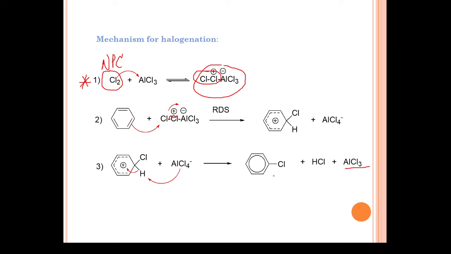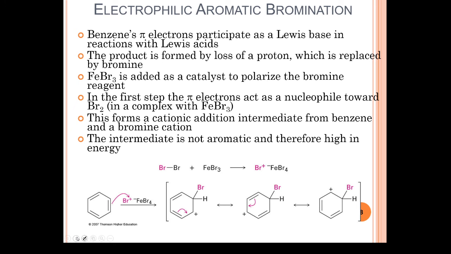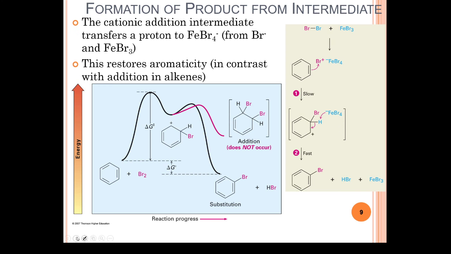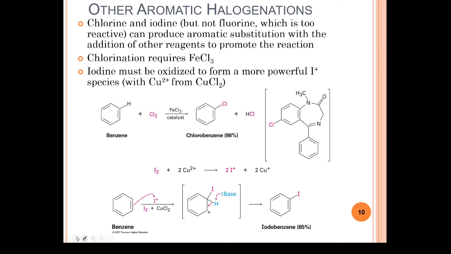Now the same mechanism happens for bromine. Br2 does the same exact thing, except, like I said, the metal halide that's usually used is iron(III) bromide. And that's what this one is showing right here. We need that prep step to give bromine a positive charge, to be attracted to the pi electrons of benzene.